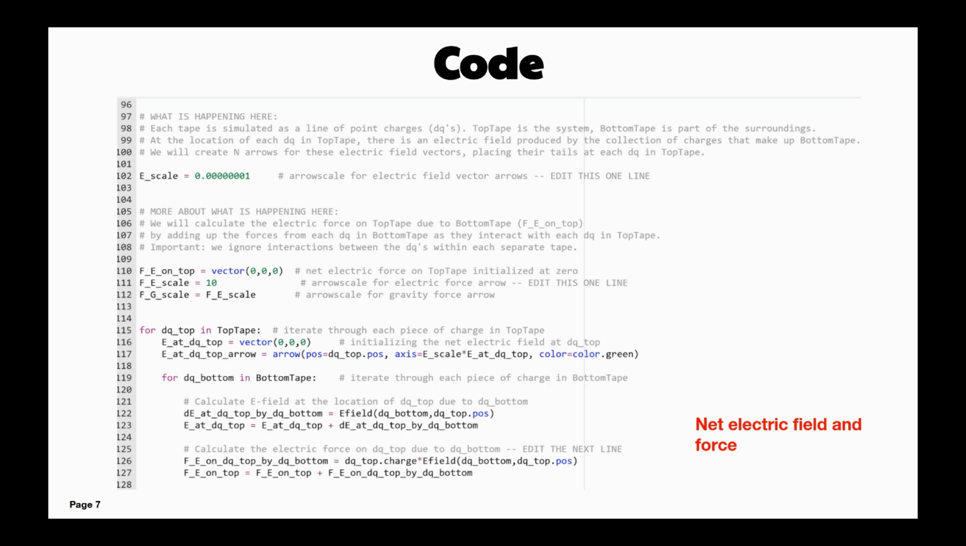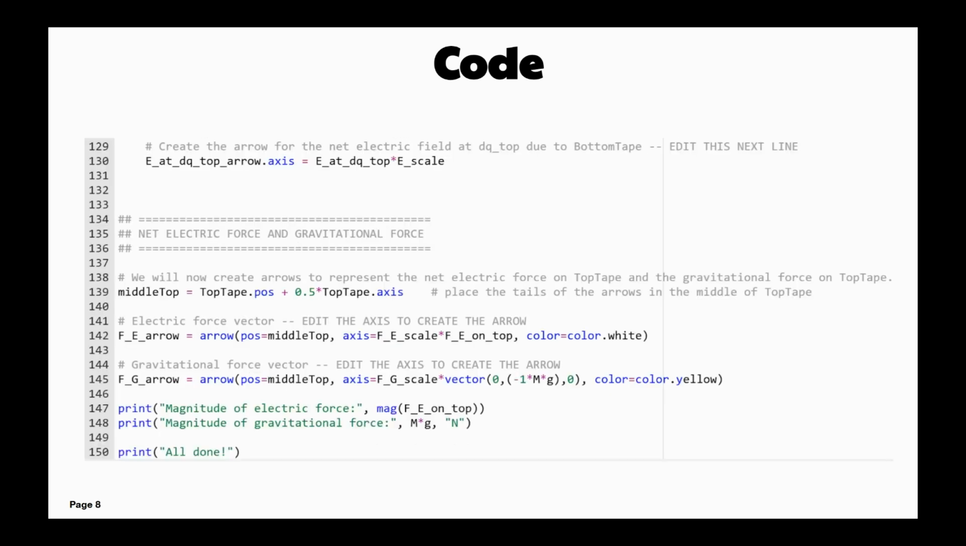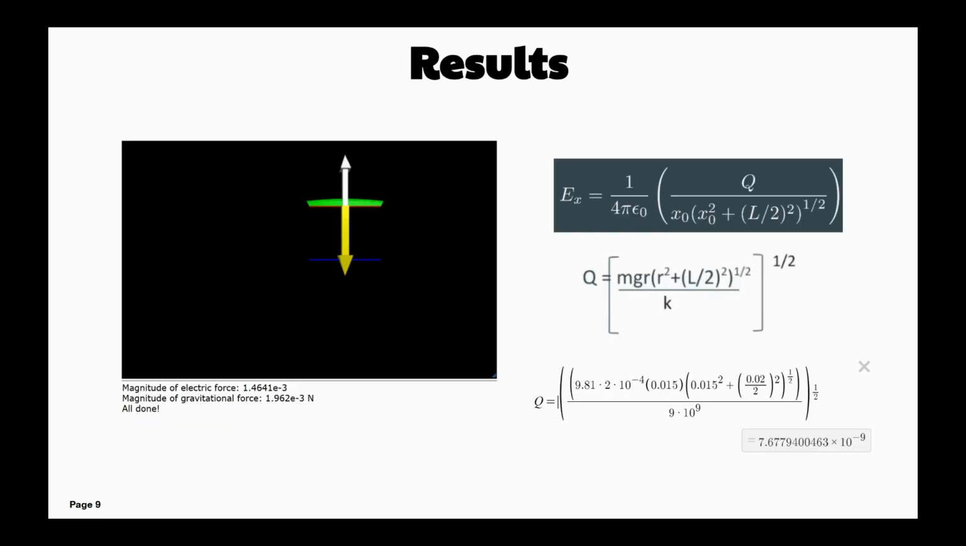And here, the code creates the instantiation for the electric fields, and at the bottom, we get the electric fields and add them up to find the net electric field, and then we multiply that with the charge to get the electric force. And here we get the final numbers for the magnitude of the electric force and the gravitational force, and this also creates the arrow for the model.